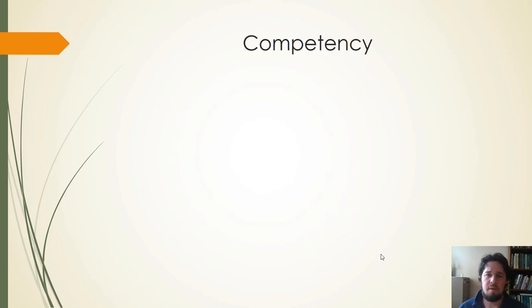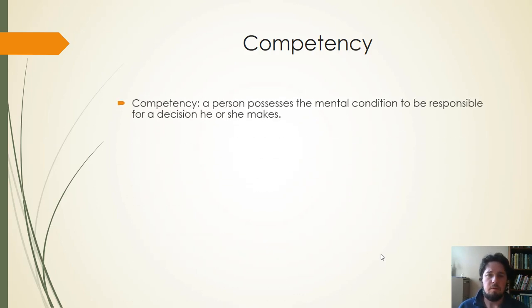Now, a little bit about competency. So that was the first condition. The patient has to be competent in order for them agreeing to something to be considered informed consent. So generally, a person possesses mental competency if a person possesses the mental condition to be responsible for a decision he or she makes. So if a person is deemed incompetent, then at least in that state of incompetency, if they make a decision, they wouldn't be held accountable for it, or they wouldn't really be held responsible for it.